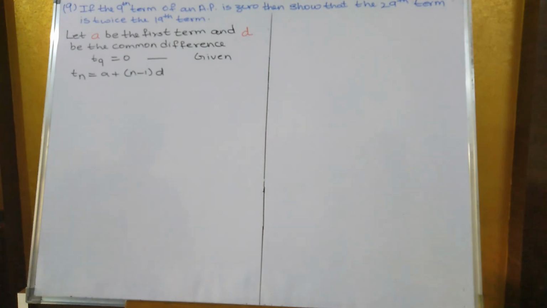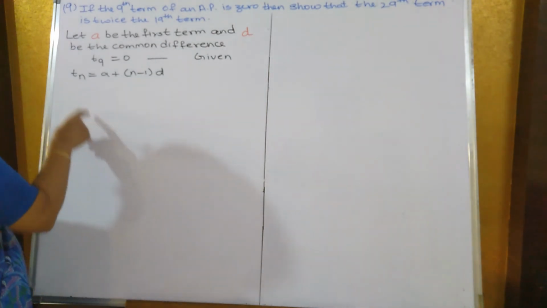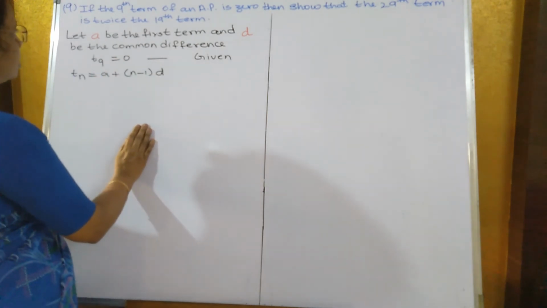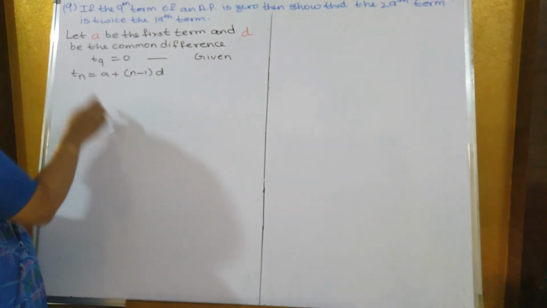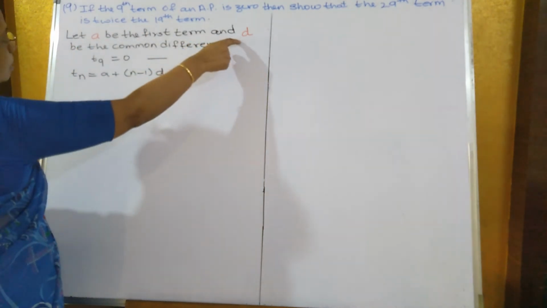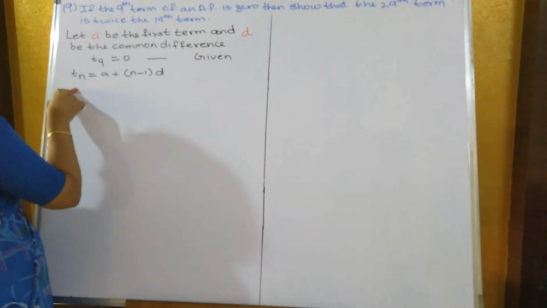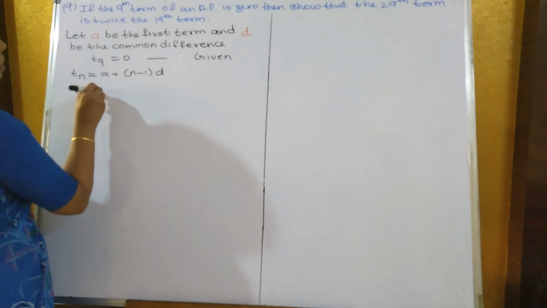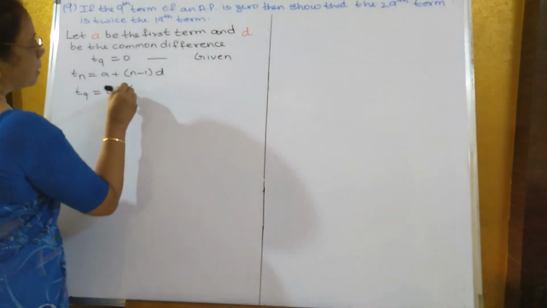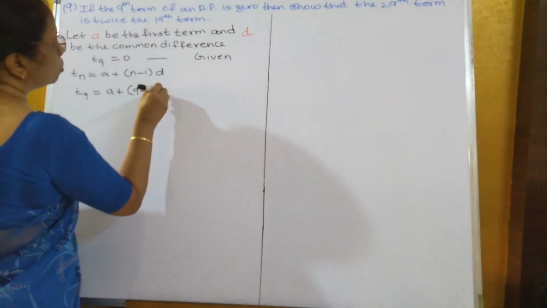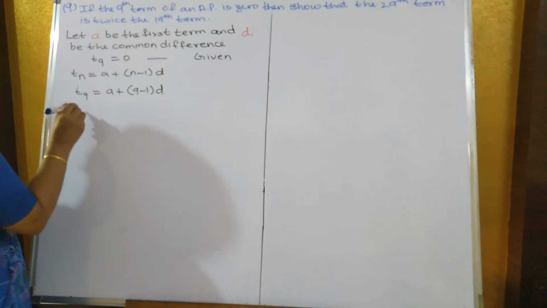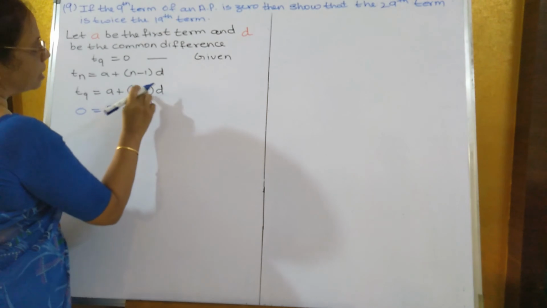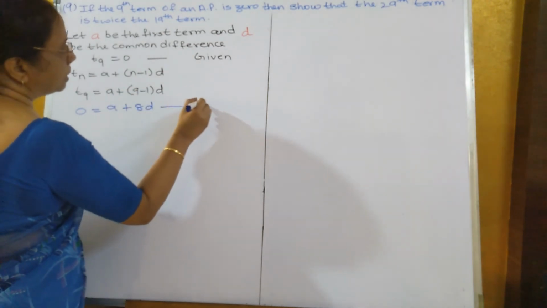Now, if the ninth term of an AP is 0, that means T9 is equal to 0, then show that the 29th term is twice the 19th term. So let a be the first term and let d be the common difference, and we know that Tn is equal to a plus n minus 1 into d. Therefore T9 is equal to a plus 9 minus 1 into d. T9 is 0, so 0 is equal to a plus 8d. 9 minus 1 is 8. Let this be equation 1.